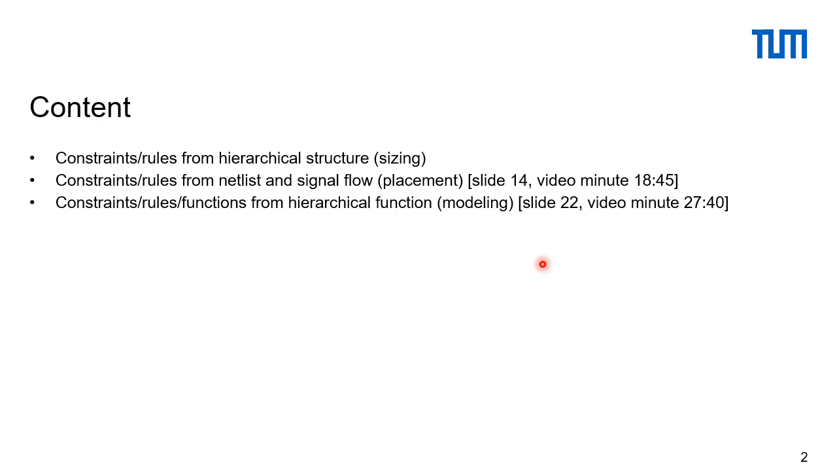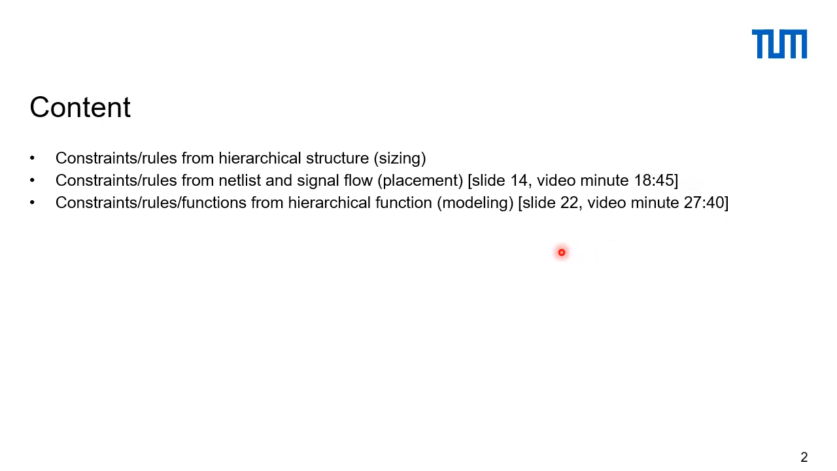So the content of this talk is basically how to use and how to extract constraints and rules and functions from a netlist to make it usable for design. In the full talk, I will talk about how to get it from the hierarchical structure, use it for sizing, and then how to create it from the netlist plus the signal through the structure and use it for placement. This can be found in the full talk starting from slide 14 at video minute 1845.